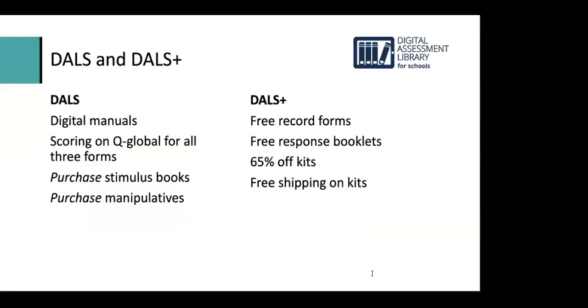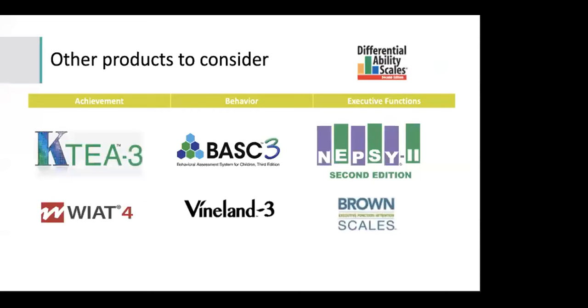Okay, so customers who have DALS license will have access to the digital manuals on Q Global as well as scoring. However, they have to purchase the stimulus books and the manipulatives. DALS Plus customers will also have access to the digital manuals and scoring on Q Global, but they will also receive free record forms, free response booklets, a 65% discount on kits, and of course, free shipping on those kits.